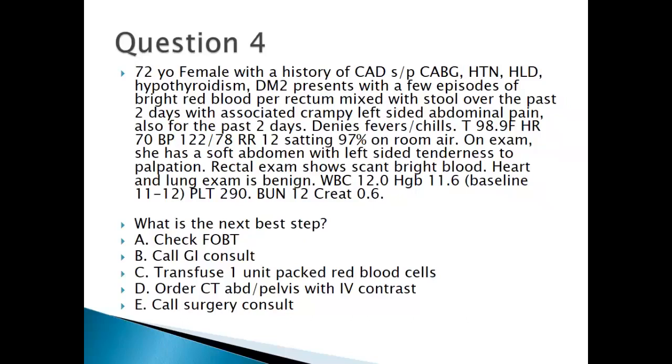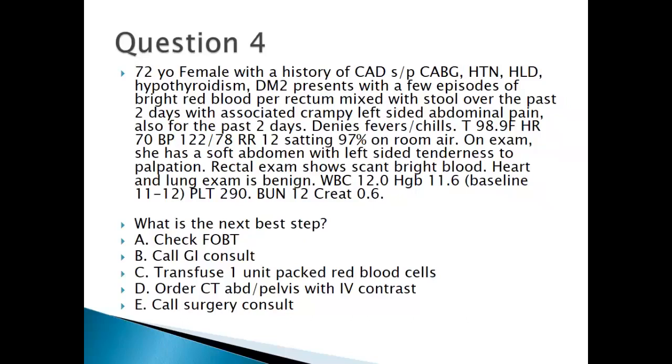And then C, transfusing 1 unit. We talked about the restricted transfusion strategy of 7, but with somebody with potentially significant cardiovascular risk factors, I guess there could be an argument to do 9, but either way, she's sitting there at 11, so I wouldn't transfuse her. And she's not tachycardic and has a normal blood pressure.